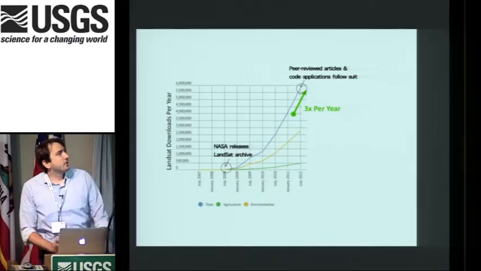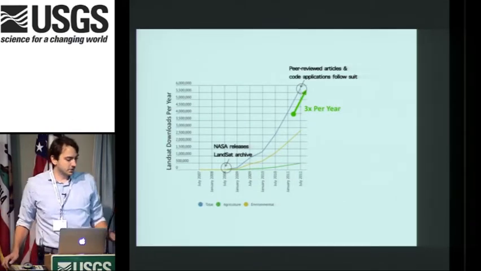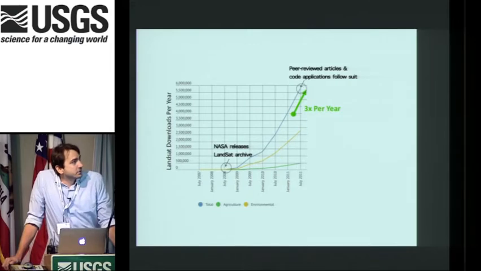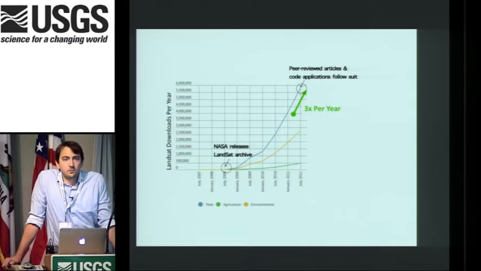So this is my favorite graph. This is what got me interested in small satellites in the first place. This is the number of downloads for Landsat tiles starting in 2008 and going forward since the release of the archive. The reason why the number of downloads has exploded over the last 10 years is because it gave analysts a selection of temporal time series of data to look at.